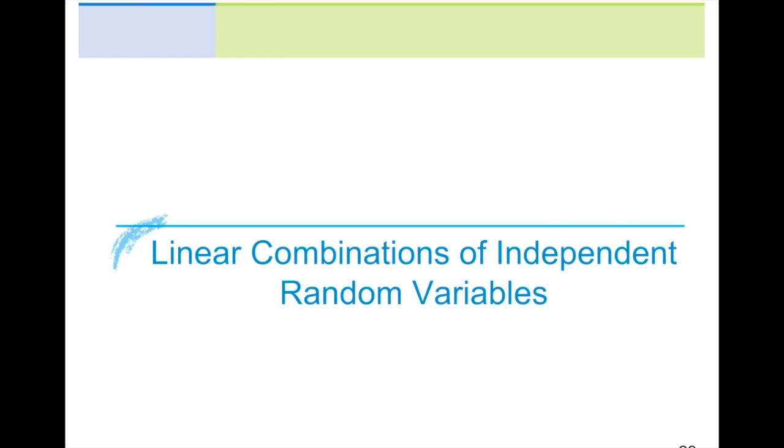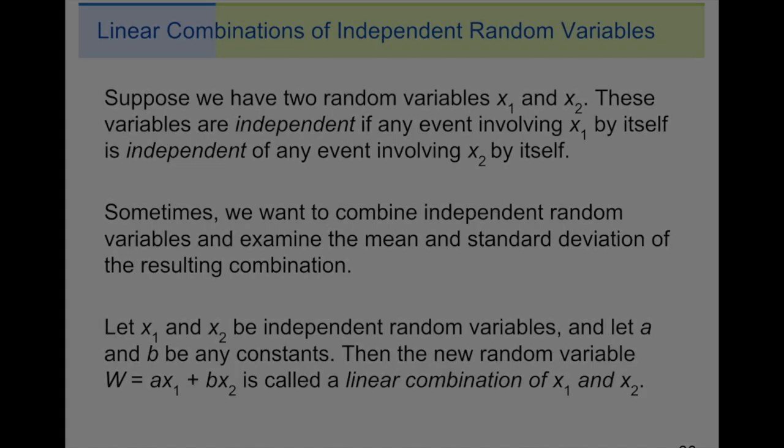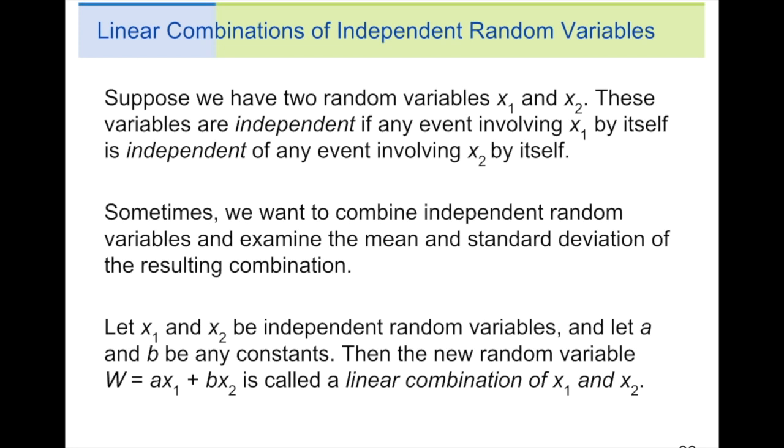Linear combinations of independent random variables. Suppose we have two random variables, x sub 1 and x sub 2. These variables are independent if any event involving x sub 1 by itself is independent of any event involving x sub 2 by itself. Sometimes we want to combine independent random variables and examine the mean and standard deviation of the resulting combination.